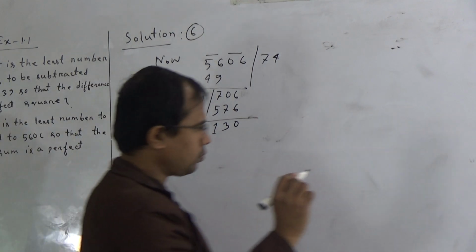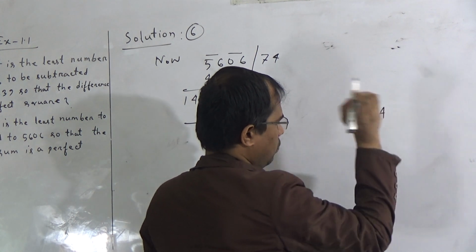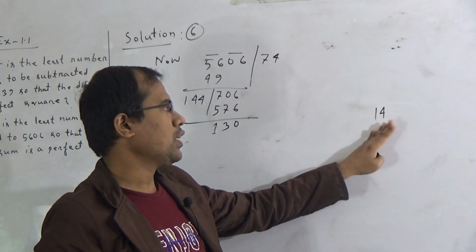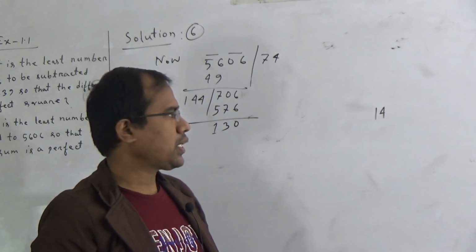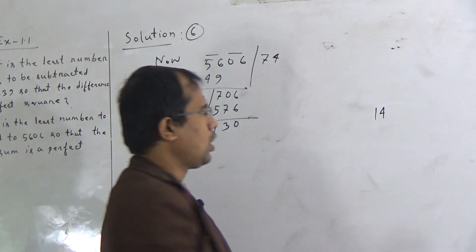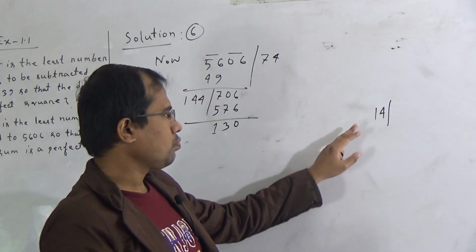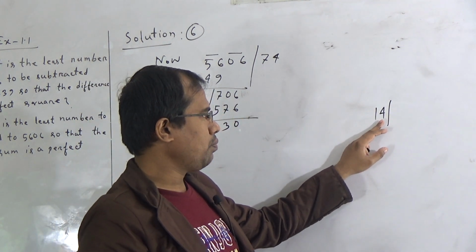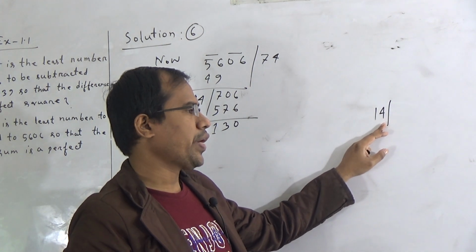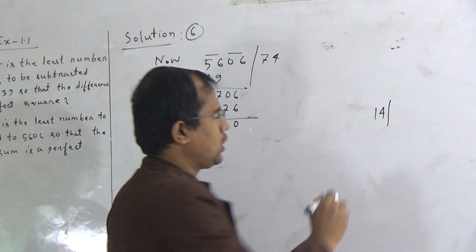Suppose 14 is a number. You know that 14 is not a perfect square number, but you know that 16 is a perfect square number. That means the next perfect square of 14 is 16. Now how can we find it? We want to find the perfect square number next to 14.